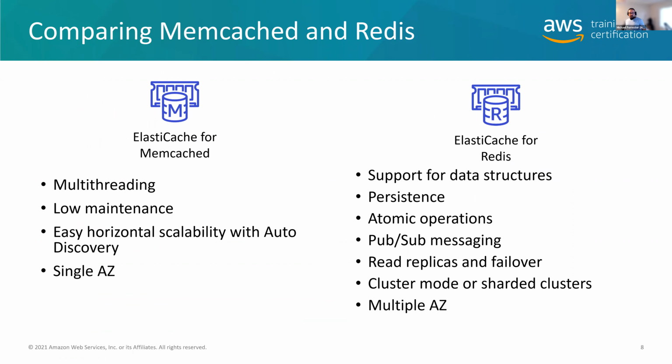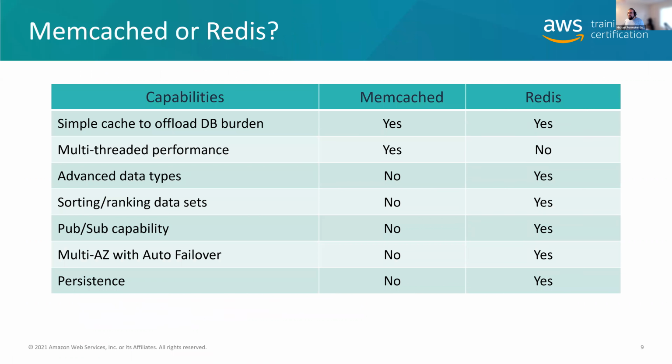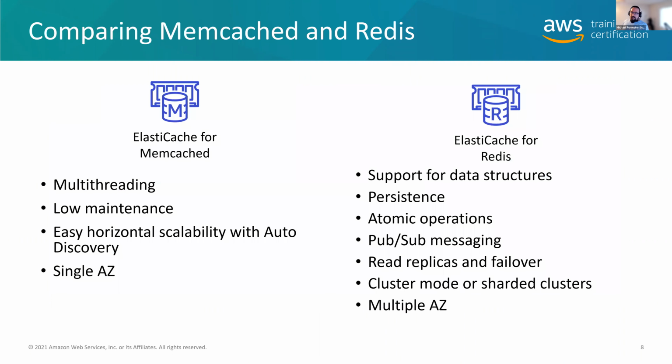Do note, by the way, that they are going to ask you questions on the exam, like you need multi-threaded performance for your cache. You're going to choose Memcached for that. They're going to say things like you need to put 3.2 terabytes of data into a system. That's most likely going to be Redis, as of version 3.2. They're going to say things like we need pub/sub messaging or advanced data sorting. Guess what? That's Redis.